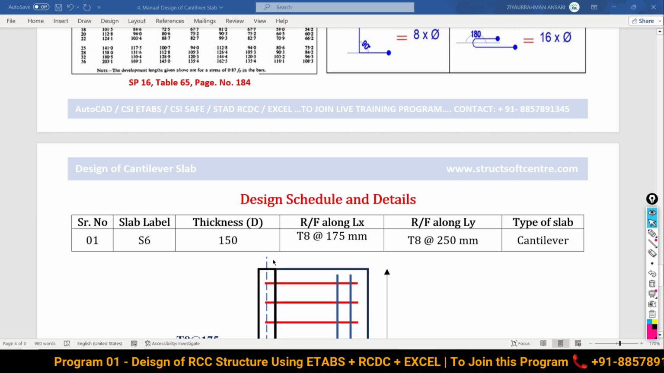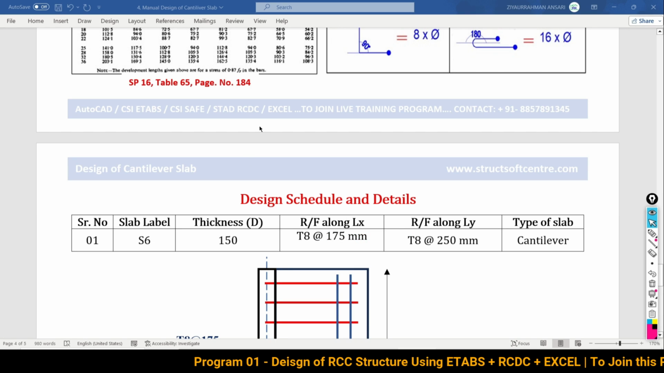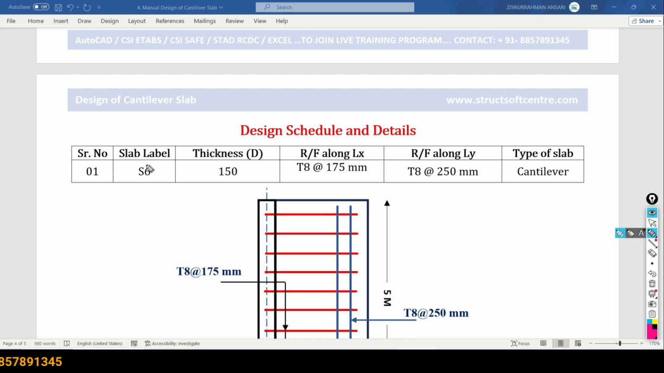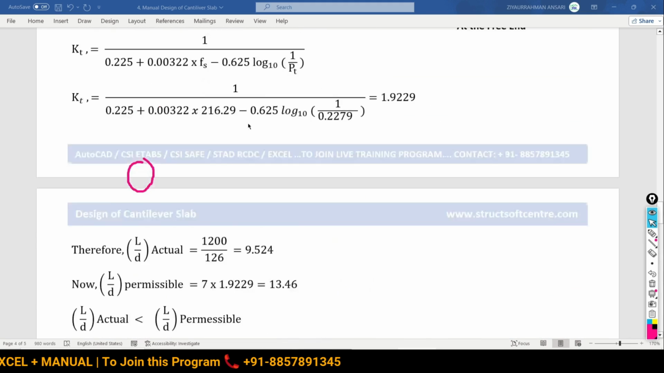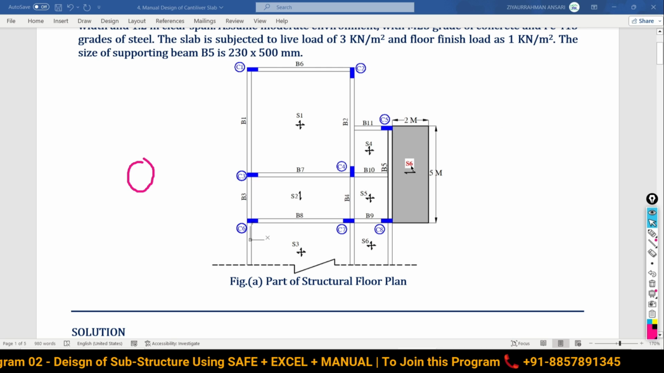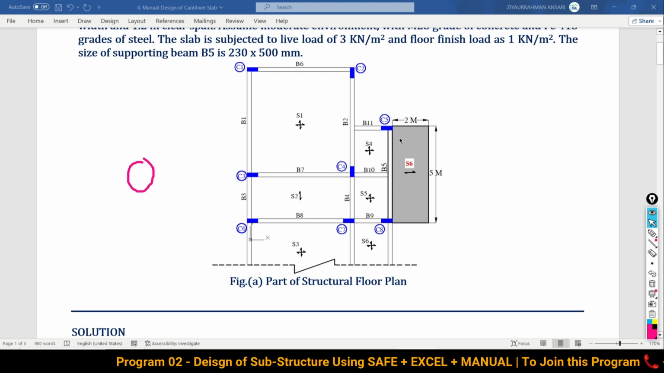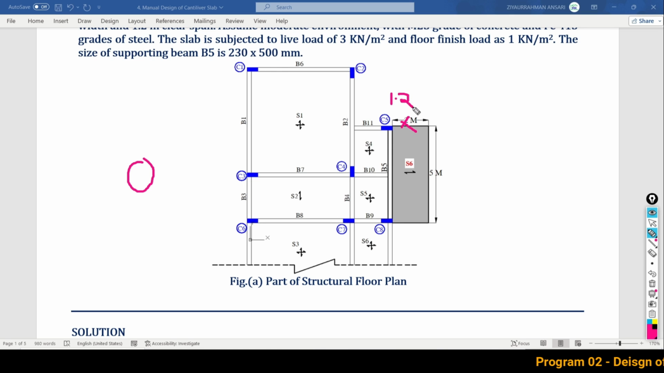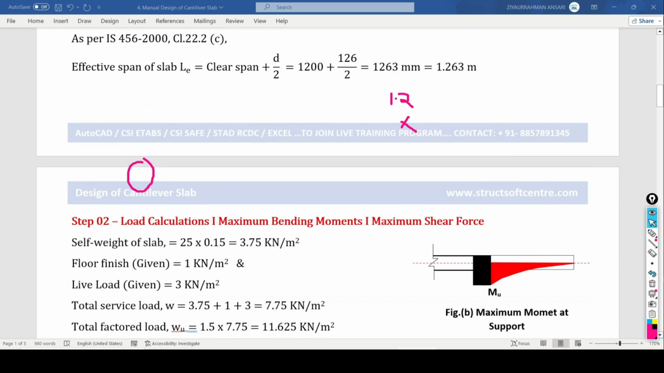Okay. So this is all about the design of your cantilever type of slab. Now in respect of all these design results, we are going to prepare the schedule. So it is the serial number first, and the slab label is S6. If you are going to see the given floor plan, that slab panel name is S6. And this is not 2 meter, remember it is 1.2 meter. I will correct in the PDF file that you can download.